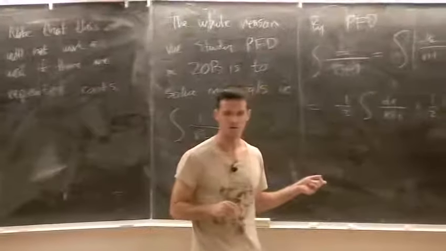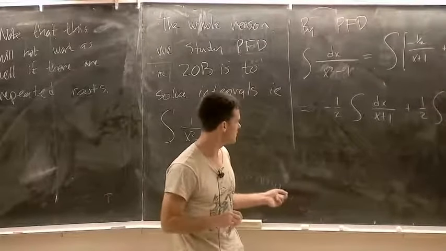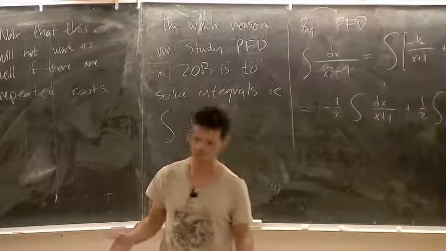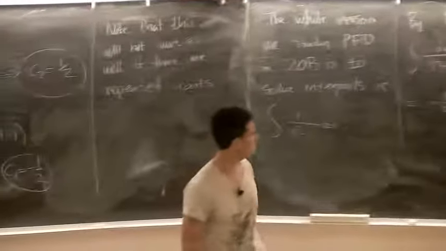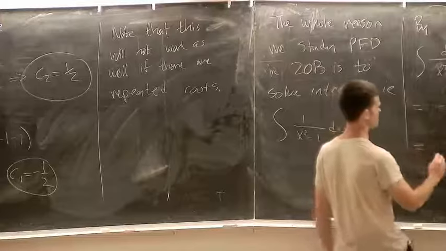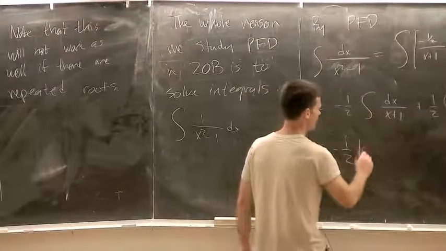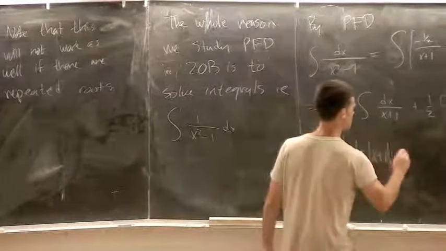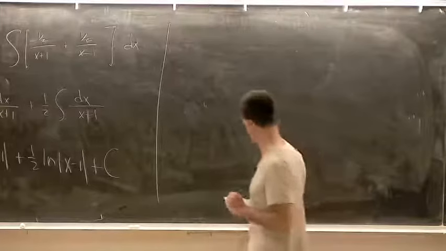Are these integrals that we can do? Yes. These are both logs. So that's the key point: we now ended up with integrals that we can do. It's kind of a neat trick. I thought it was kind of cool. So here, I'll just finish this off. We'll get negative 1/2 ln of x plus 1 plus 1/2 ln of x minus 1 plus c. So that's exactly the power of partial fractions.